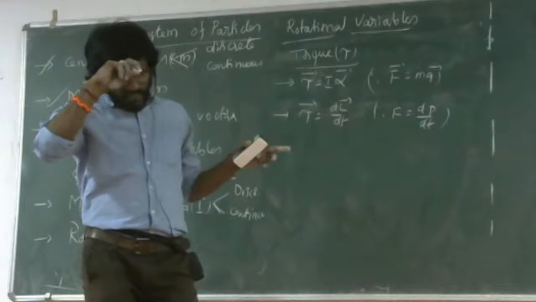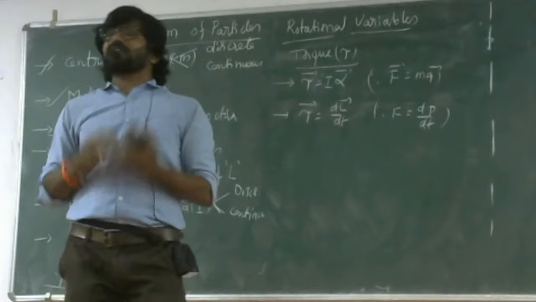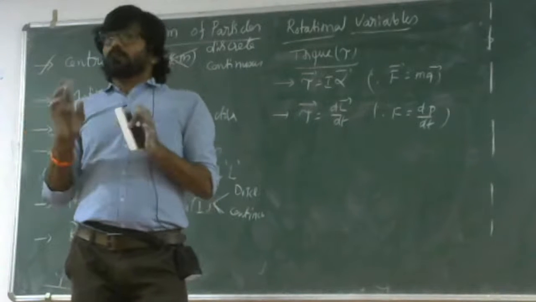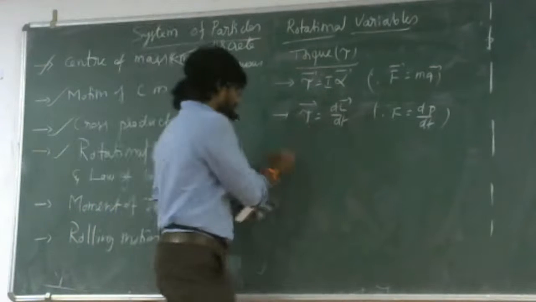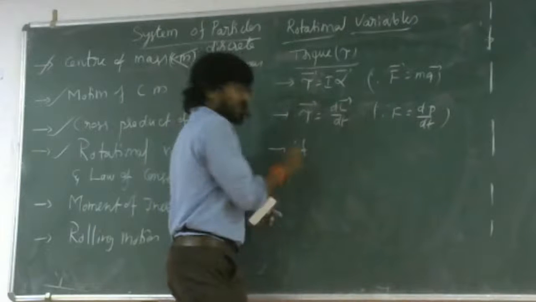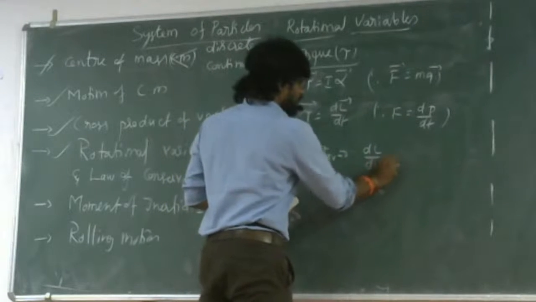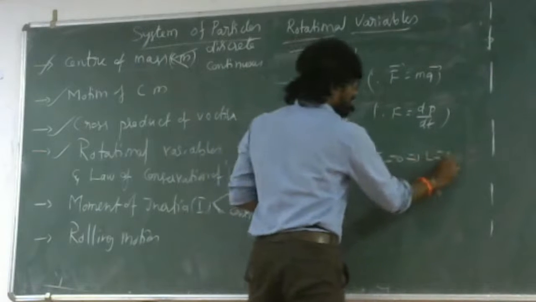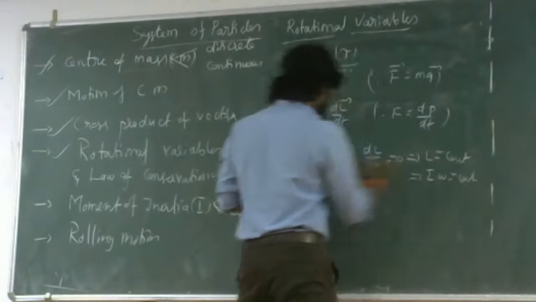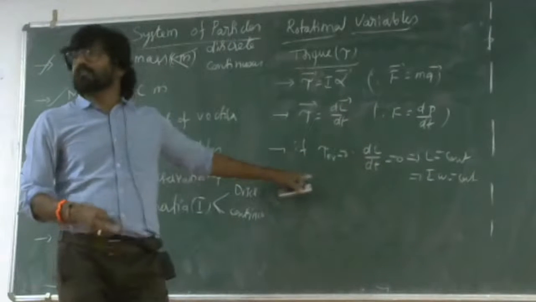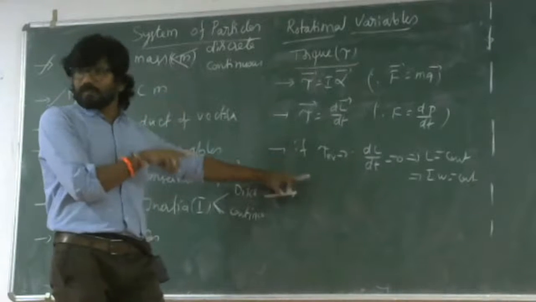It states that the total angular momentum of a system remains constant, always constant, provided no external force acts on the system. If the external torque tau external is equal to 0, then dL by dt is equal to 0. This implies L is equal to constant. L is nothing but I omega, so I omega is equal to constant. This is another way of representing the law of conservation of angular momentum. That's why I told you that you can write this in terms of tau. We'll see that later.